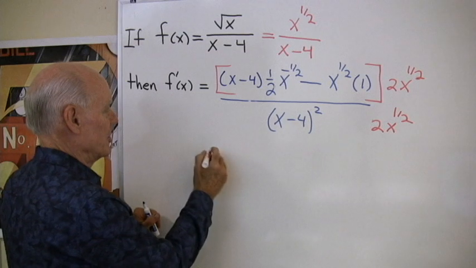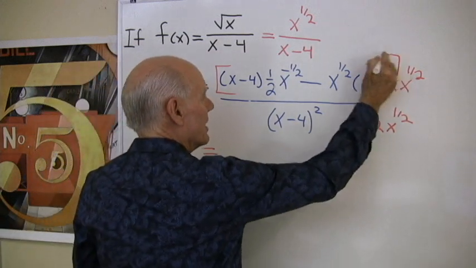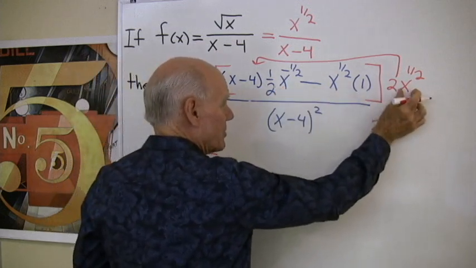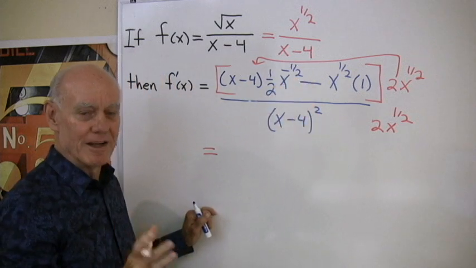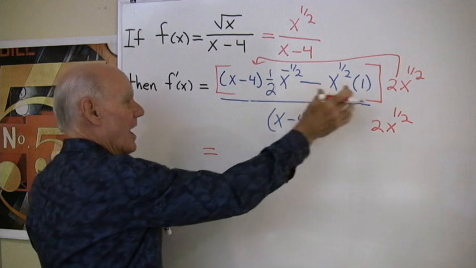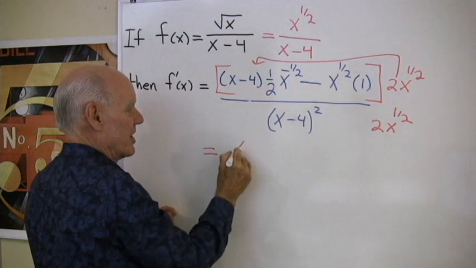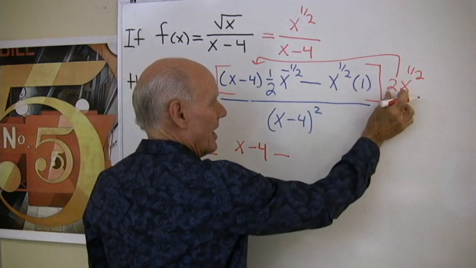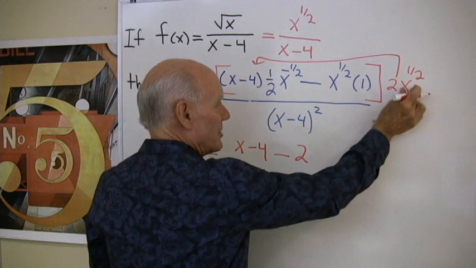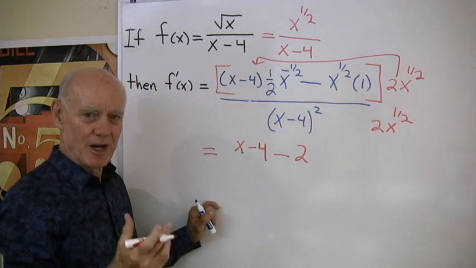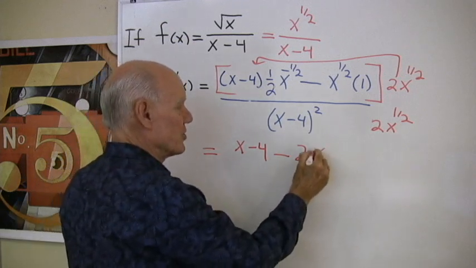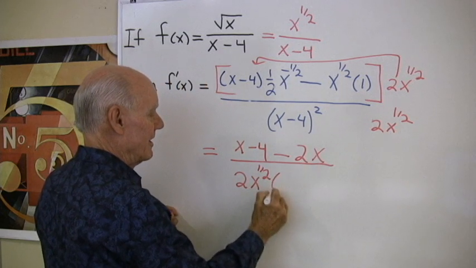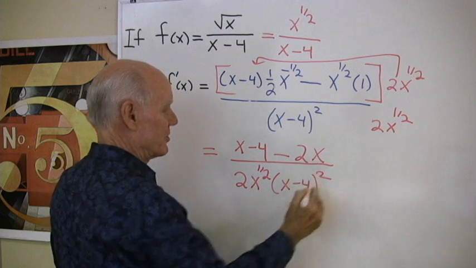Look what happens. This is why it's easy. When I multiply this times this term right here, I have 2 times 1/2, which is 1, x to the 1/2 times x to the negative 1/2, 1. That's why I did it. So 1 times this is just x minus 4. Minus, I multiply this times this: 2 times x to the 1/2 times x to the 1/2, that's x to the 1/2 plus 1/2, which is x to the 1, which is just x. And then in the denominator I have 2x to the 1/2 times x minus 4 squared.